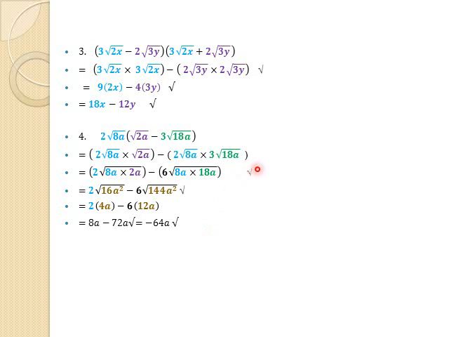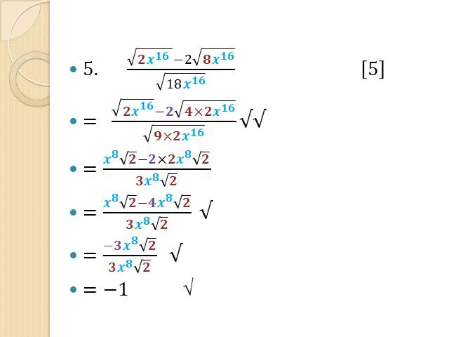1 mark there for correct multiplication. Second mark there for applying law 1 correctly. Third mark for simplification, and fourth mark for final answer. Let's look at this one.